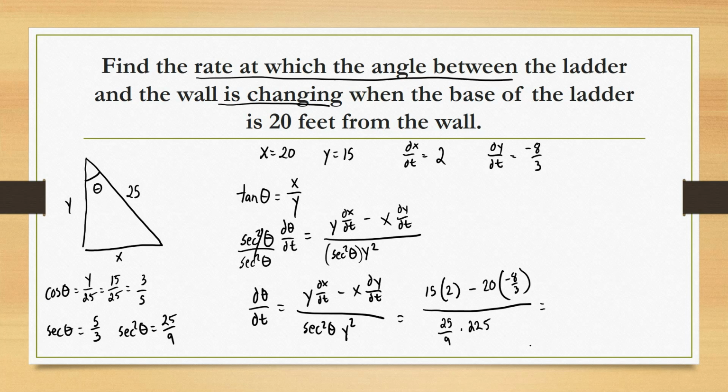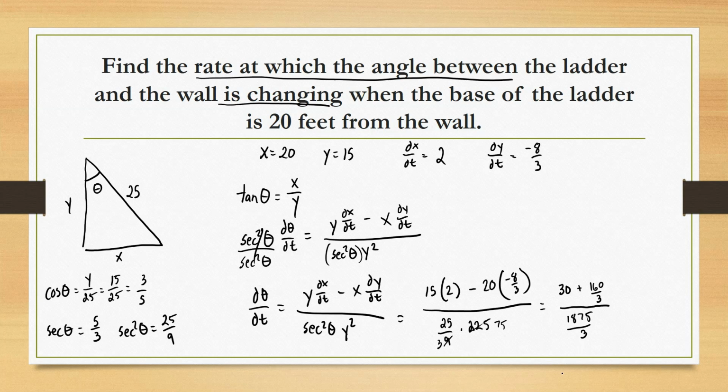So in this case, we need to multiply. Let's go ahead and multiply this out. So we're going to get 30 plus 160 over 3, over, let's see, 3 will go into that 3 times, and that'll be 75. So we've got 25 times 75 all over 3. 25 times 75 is 1875, divided by 3.